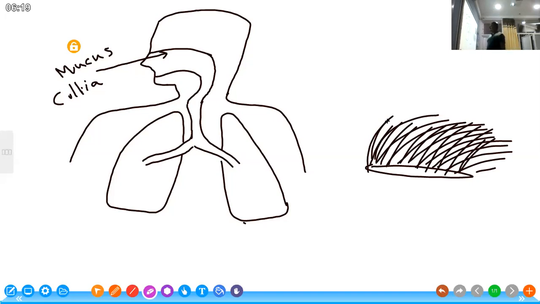Because of that movement and the mucus, dust particles are trapped by them. Then those collected dust, bacteria and virus particles are taken into the pharynx. When we sneeze out, they are removed to the environment, or when we swallow, they go into our stomach and are destroyed.